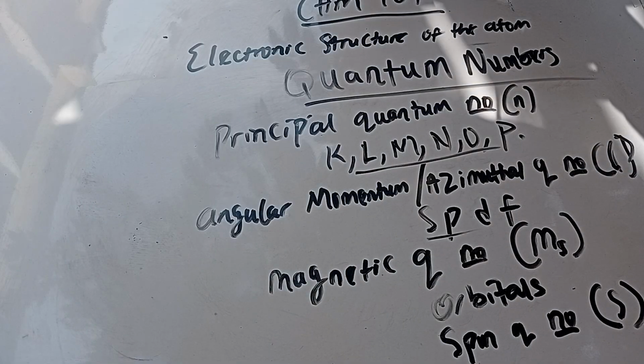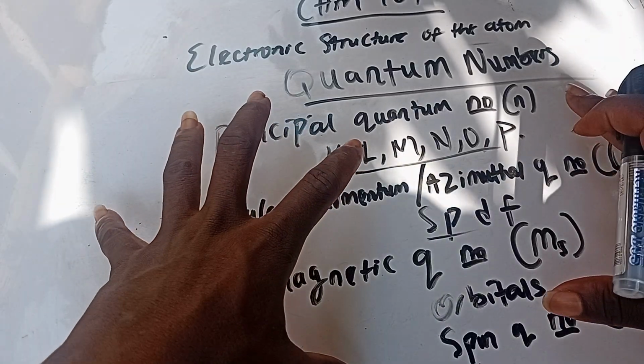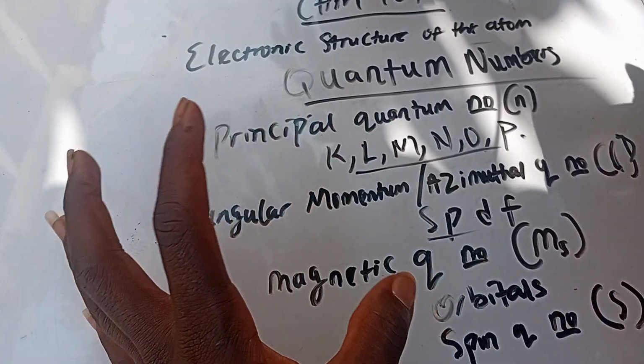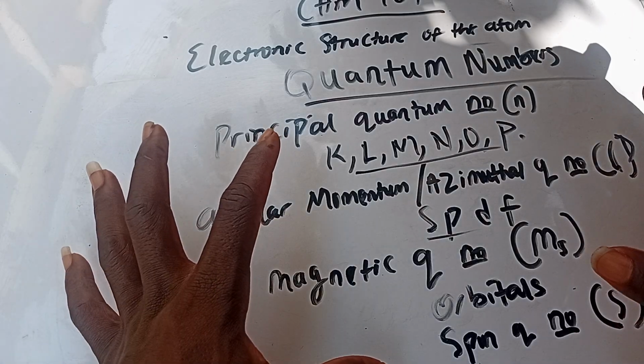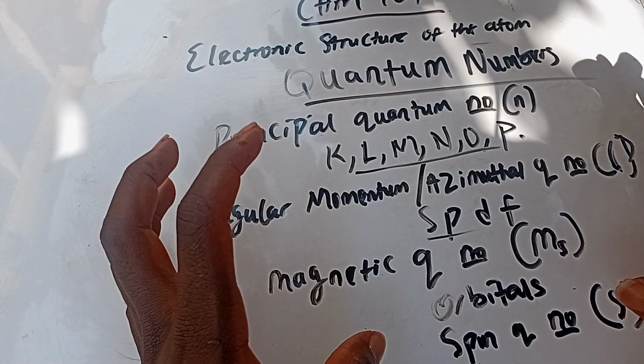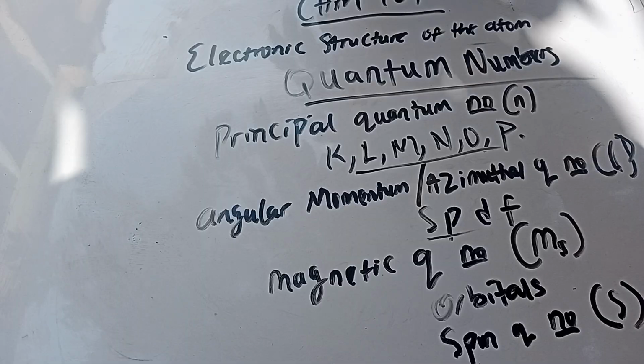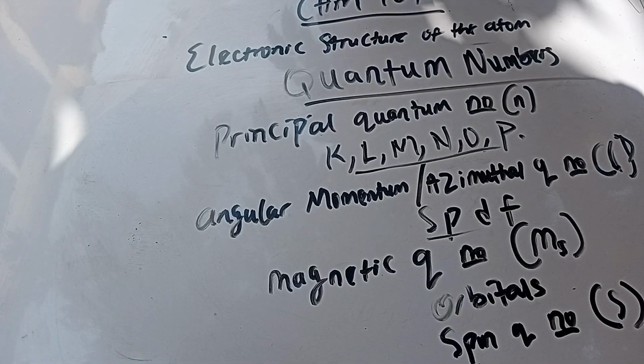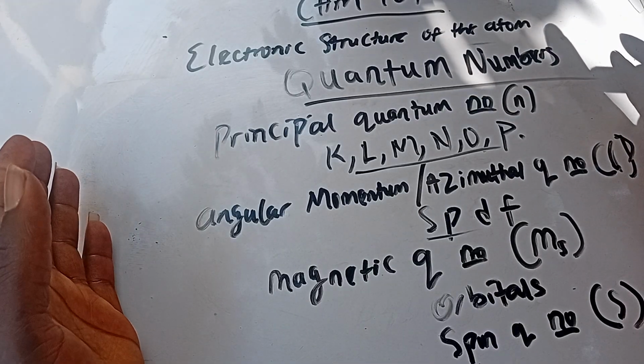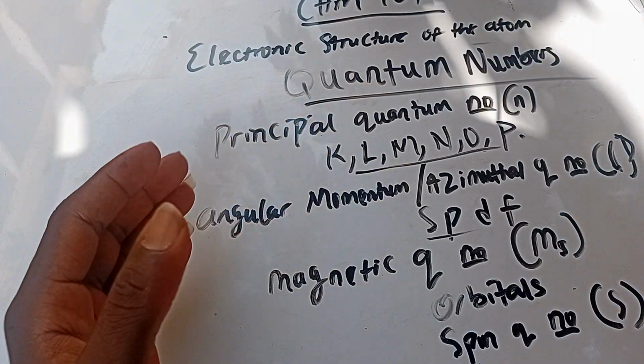We are still going to discuss this explicitly in the next video. But I just want to open our eyes from the beginning of the history of the electronic structure of the atom. So we are still going to discuss this explicitly in the next Chem 101 video.